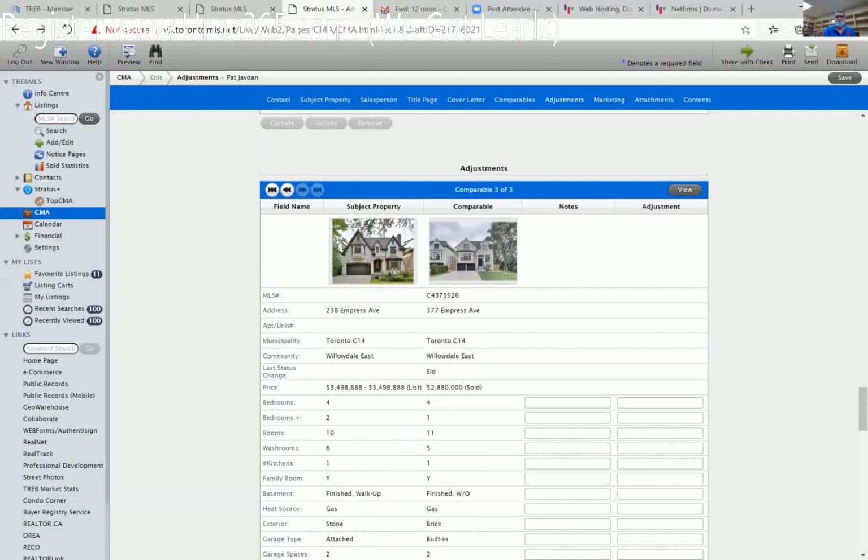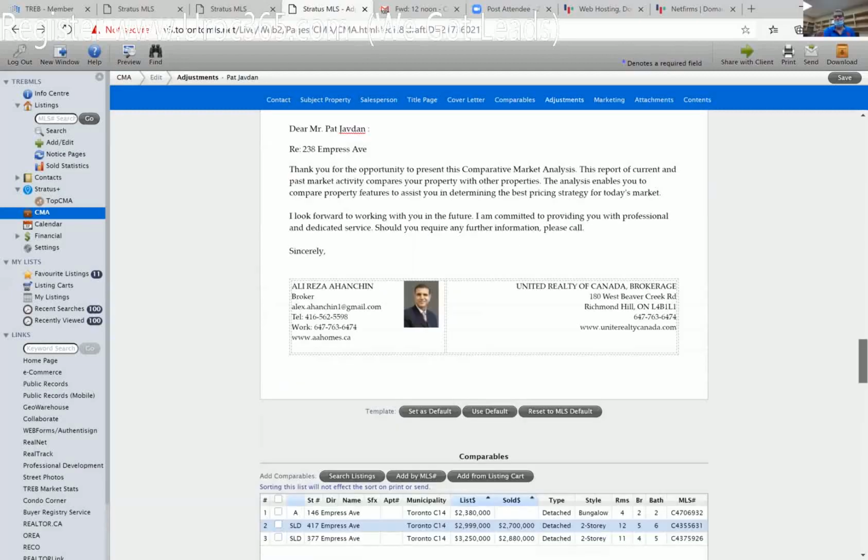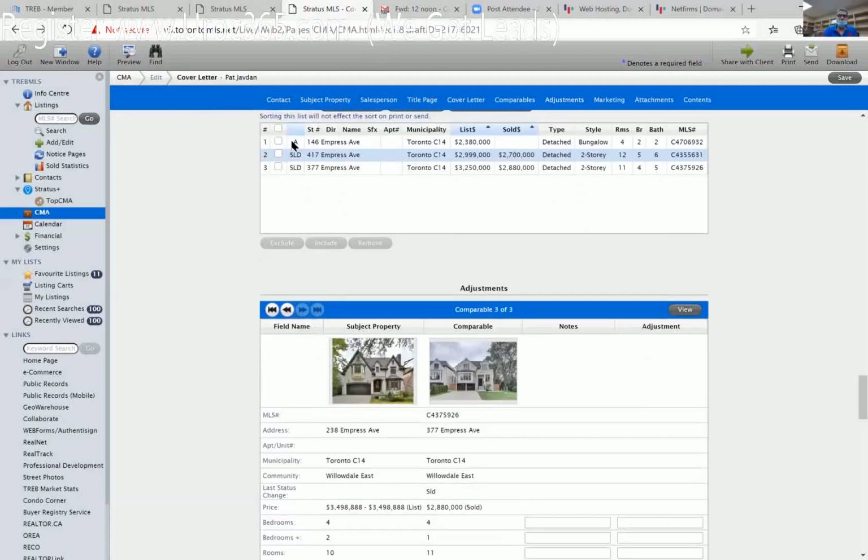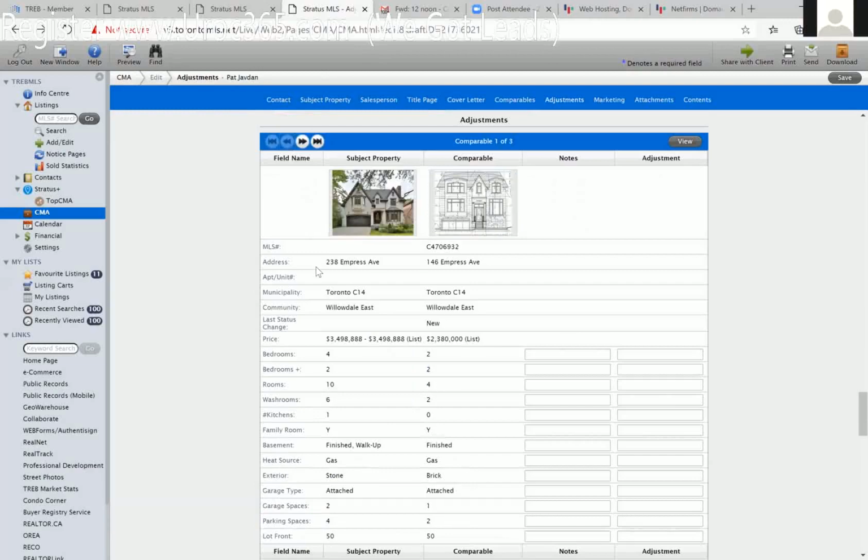Okay. Now is the time of adjustment. Now we go for adjustment. How? First of all, we go to the first one, comparing to the subject property. 238 Empress Avenue is the subject property. 146 Empress Avenue is a comparable that is new in the market. It is in the market right now, this property. Right? But at a different price.